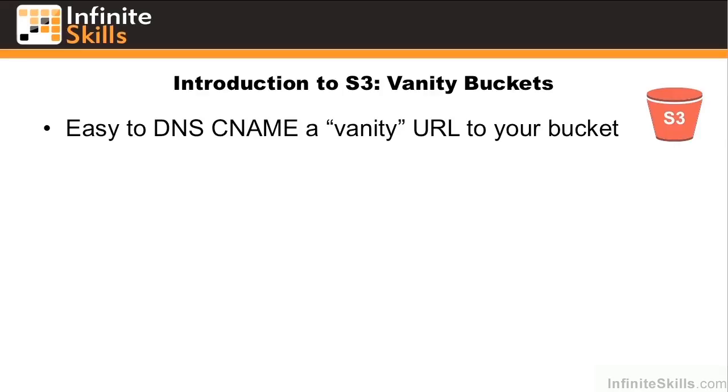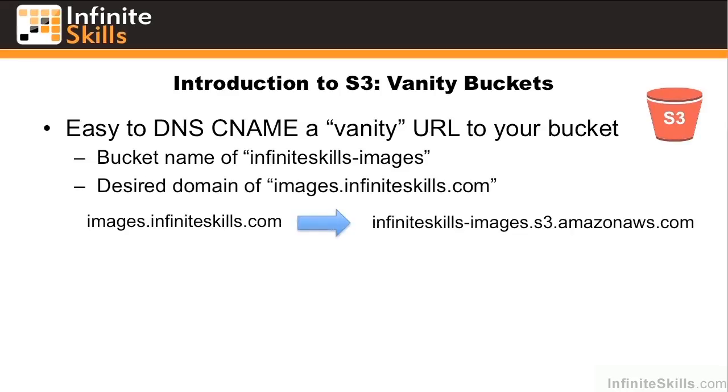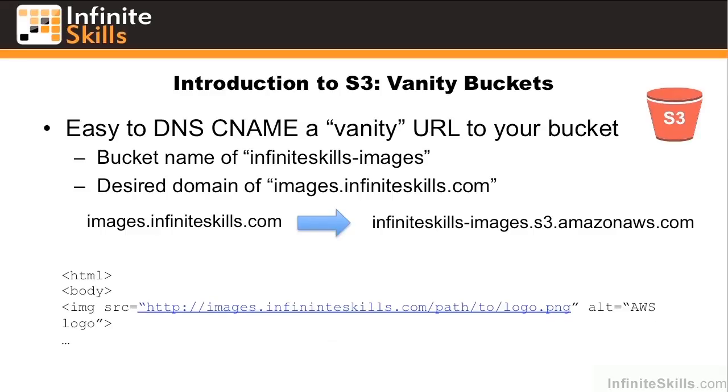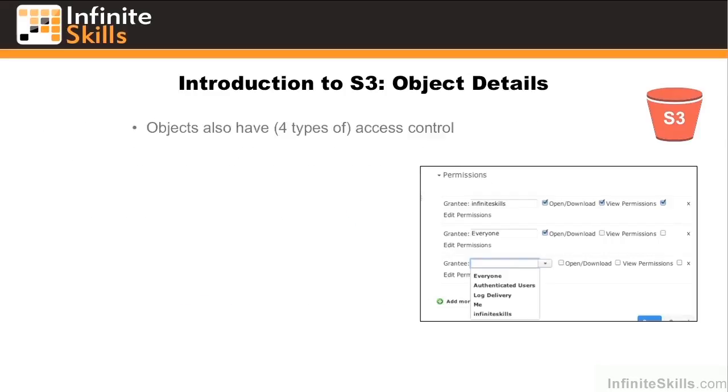It's very easy to CNAME a vanity URL to your bucket. For example, if I created the bucket name of infiniteskills-images, but I had a desired domain name of images.infiniteskills.com, I can easily CNAME the Infinite Skills S3 domain as images.infiniteskills.com and then include images.infiniteskills.com in my references to it.